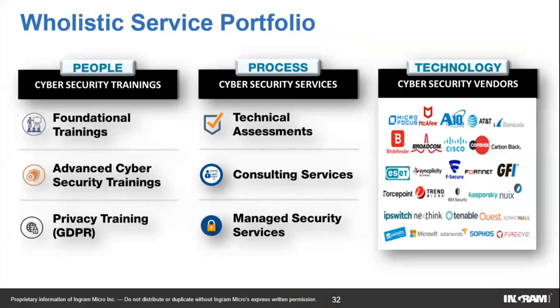So this is our holistic service portfolio. We understand the three pillars of any organization: people, process, and technology. So we cover all bases. For people, we have cybersecurity trainings. For process, we do technical assessment, consultancy services, and security testing as part of our managed security services. And when it comes to the technology part of it, these are our vendor list in the META region, Middle East, Turkey, and Africa region.